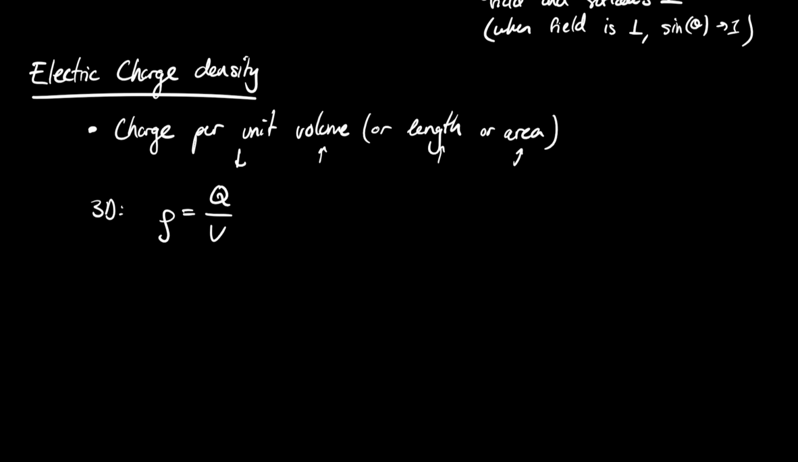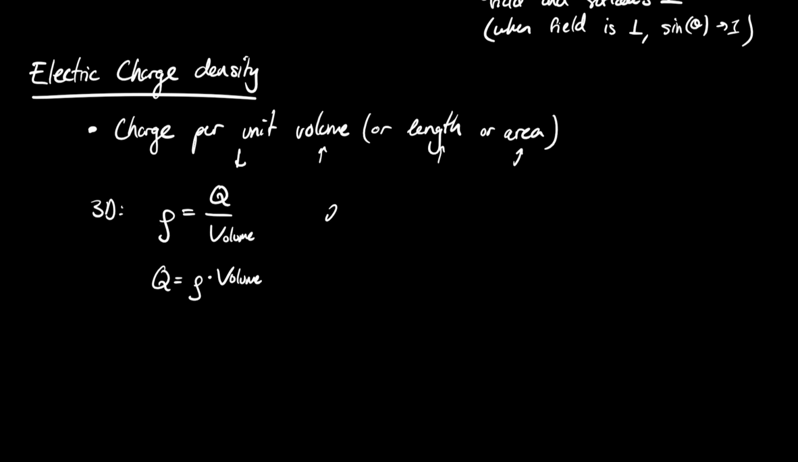Now, conversely, what we'll usually do is if we're given the rho of an object, all we need to do is multiply both sides by V to get the charge. So the charge would be the density of the object times its volume. And I will actually write this as volume rather than V, so it isn't confused with voltage.